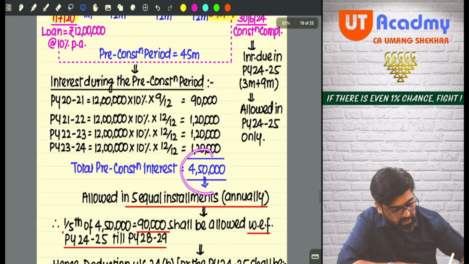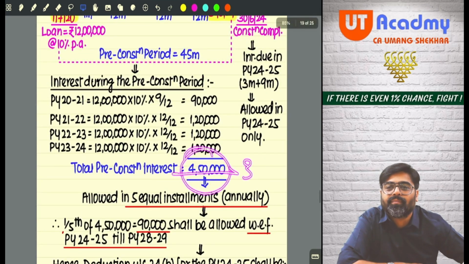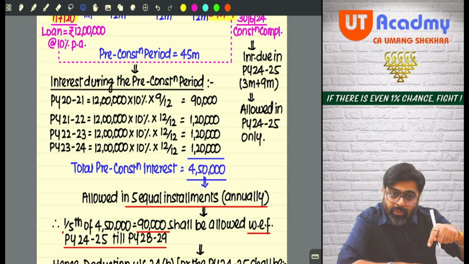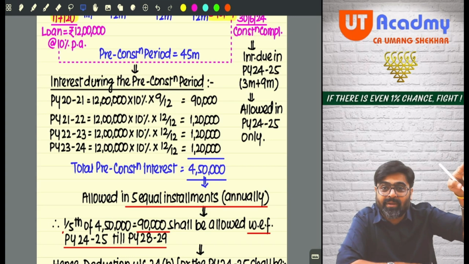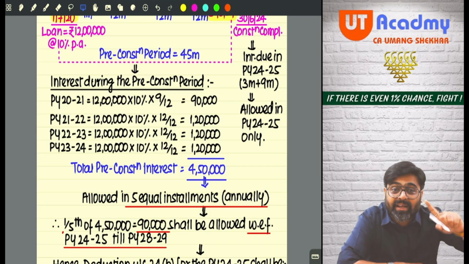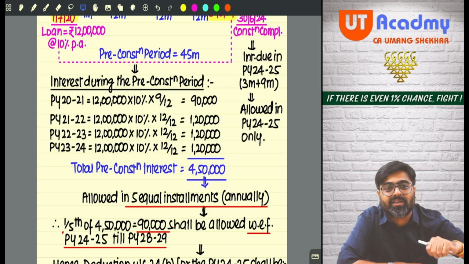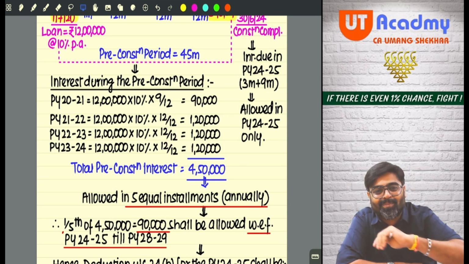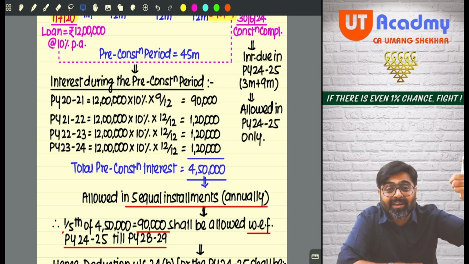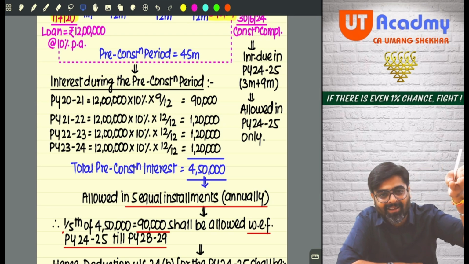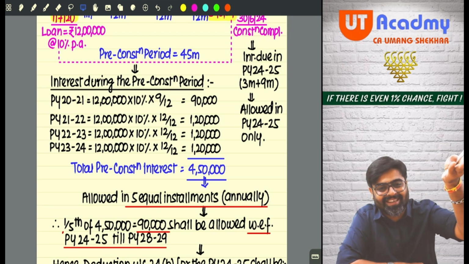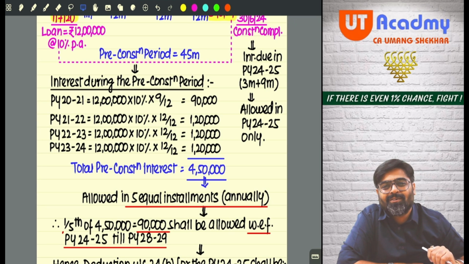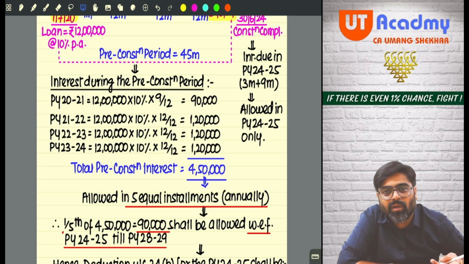So this amount will now change to 3 lakhs. Now divided by 5, it will be 60,000. Now that 60,000 will be first time claimed in 24-25. But in 24-25, there will be no interest due because the loan is already repaid. So normal interest due for 24-25 will be nil. But you are still going to get this 60,000 as a deduction in the previous year 24-25. Are you understanding what I am trying to tell you all?